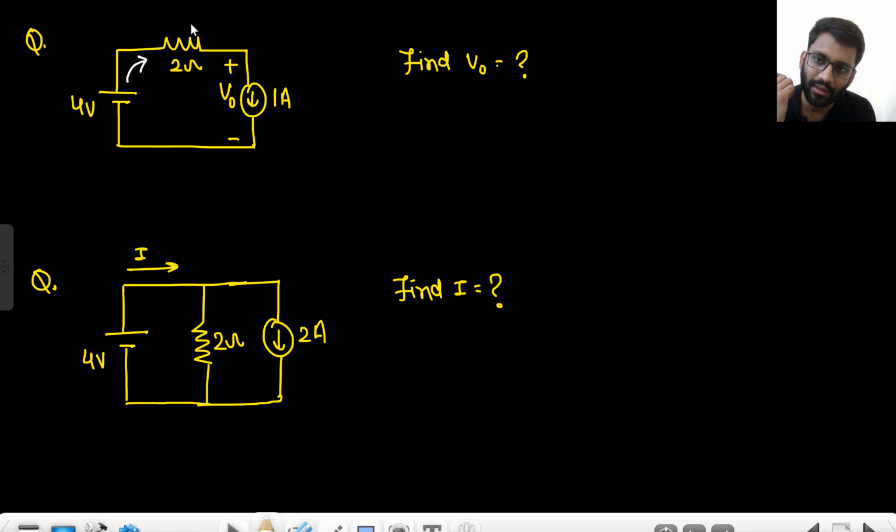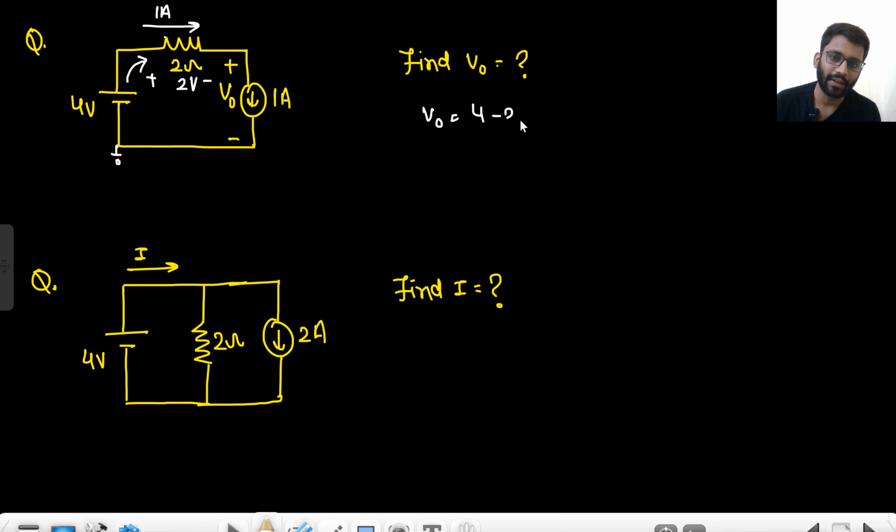Look, this 2 ohm is connected in series with the 1 ampere current source, right? So this 1 ampere current will be flowing here as well. Because of this 1 ampere, this will have a voltage drop of 2 volt in this direction, from high potential to low potential. Let's assume if this is 0, then what will be the value of V0? V0 will be 4 minus 2 equals 2 volts, right?